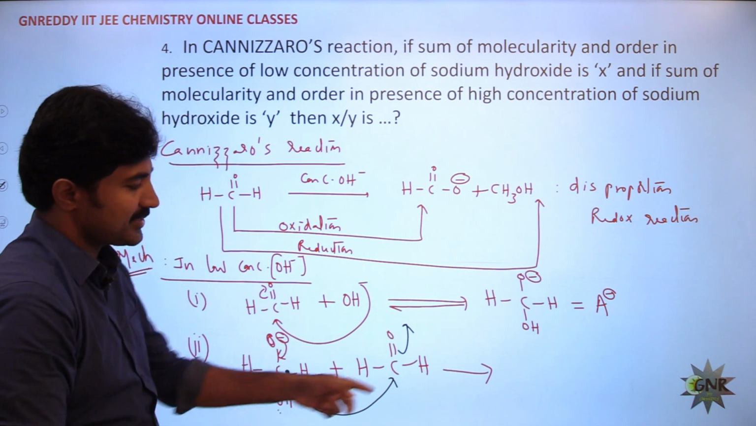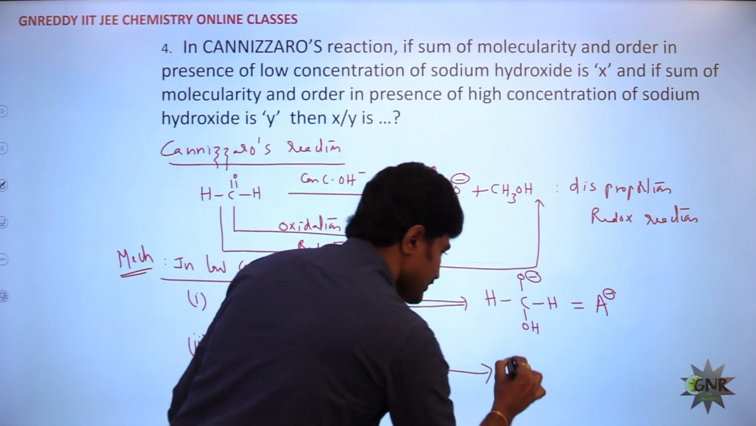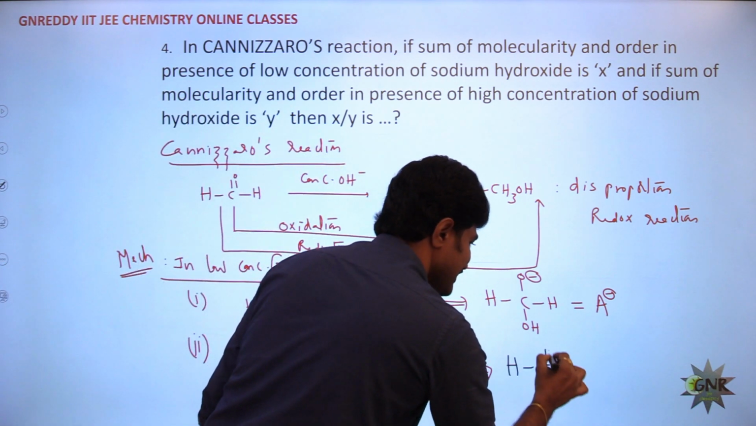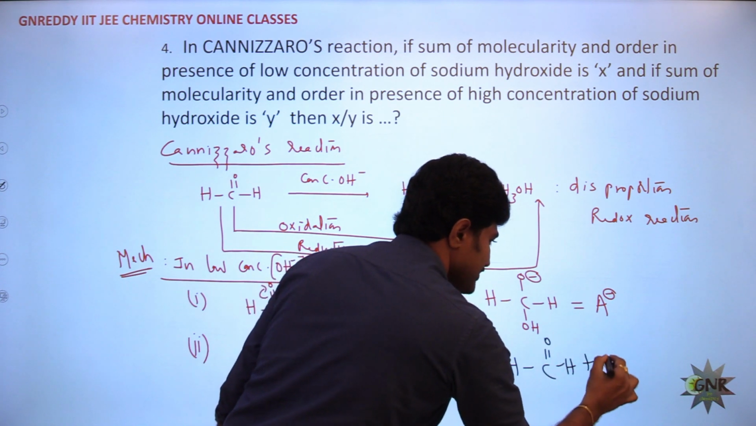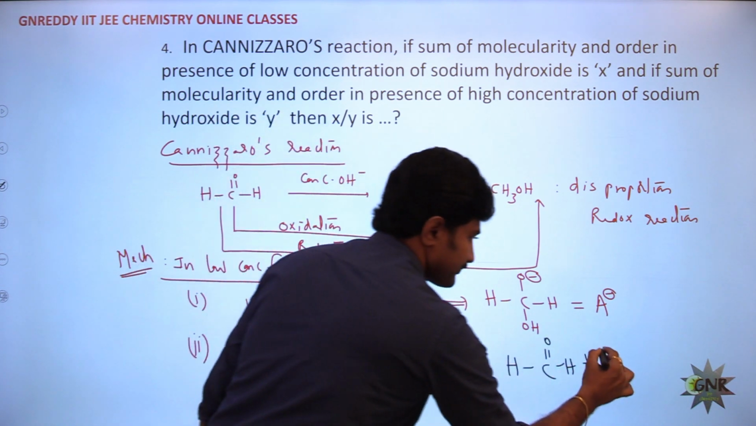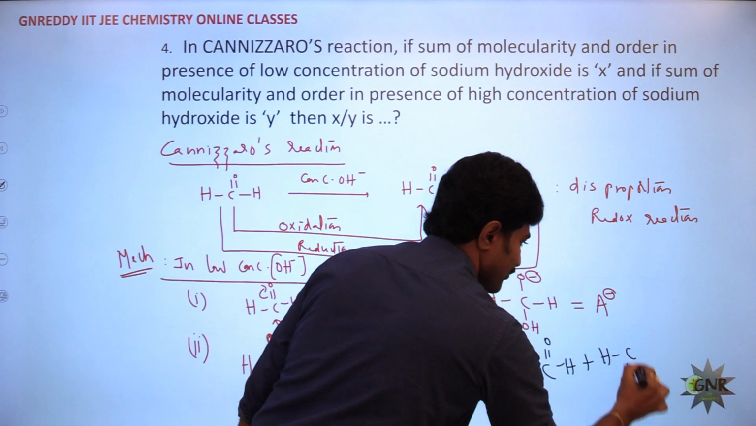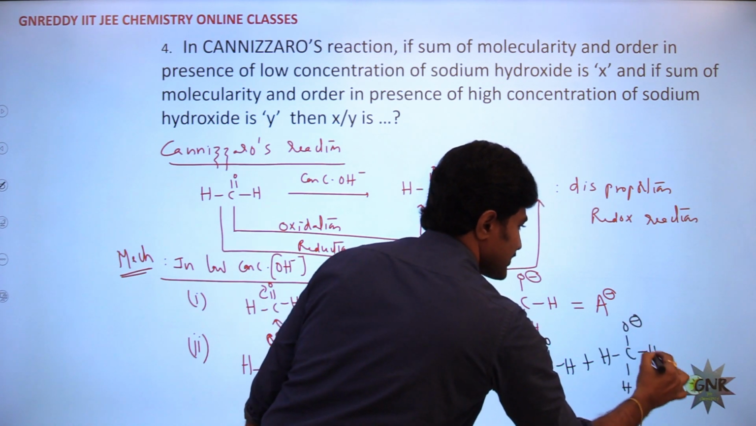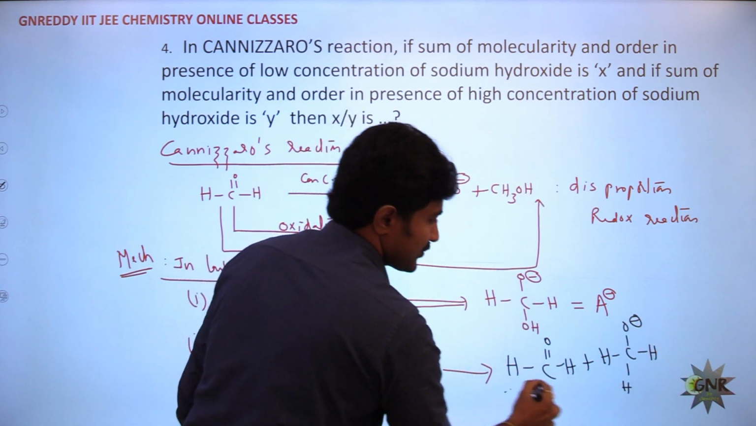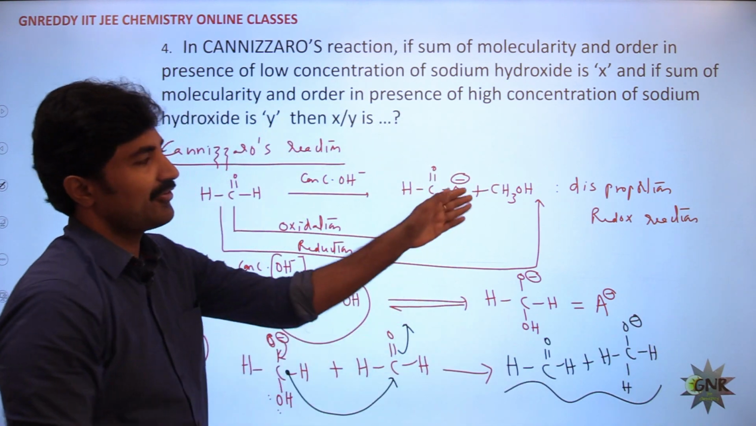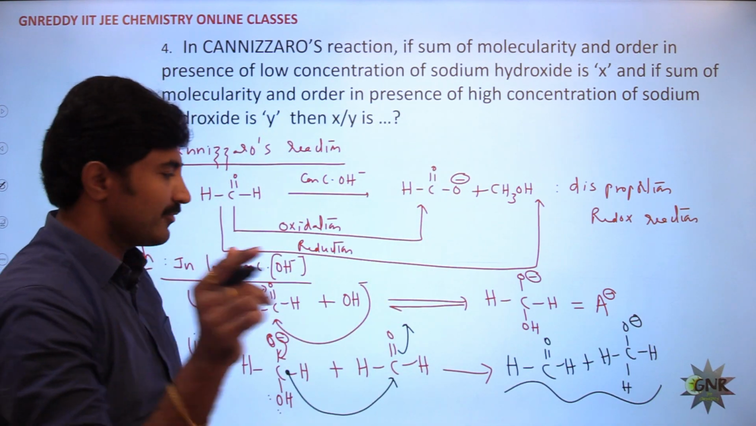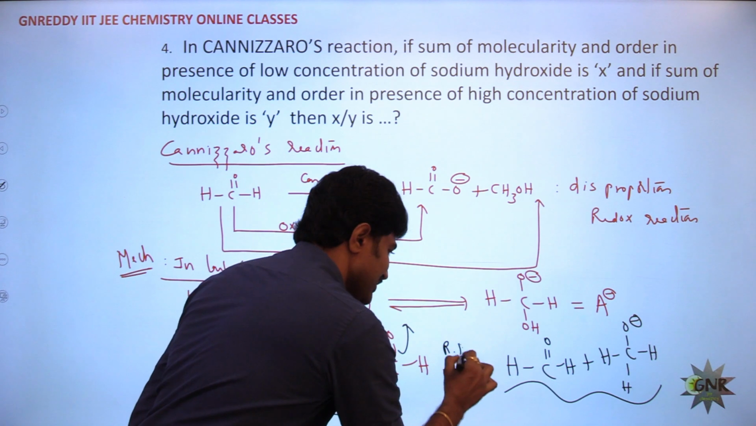Then this will be obtained. So this becomes the acid and this becomes the alcohol portion. This is HC double bond OH plus this is H CHO minus H. Later this H plus migrates to that, and finally you are getting the products. One very important point: this is the only RDS.